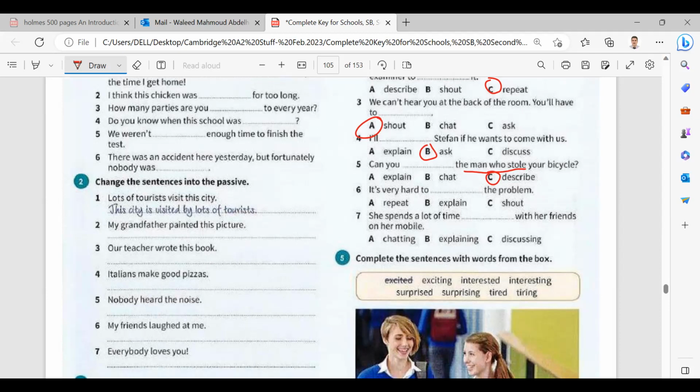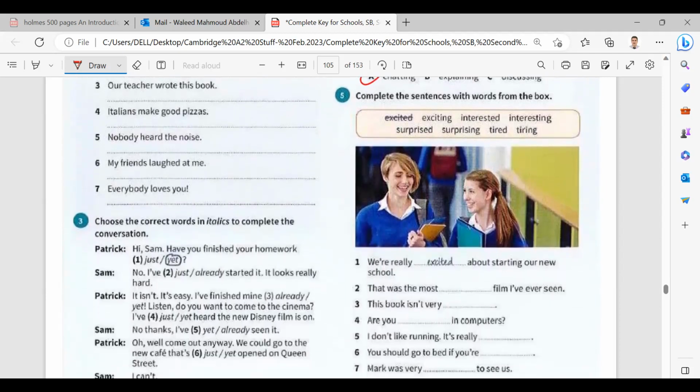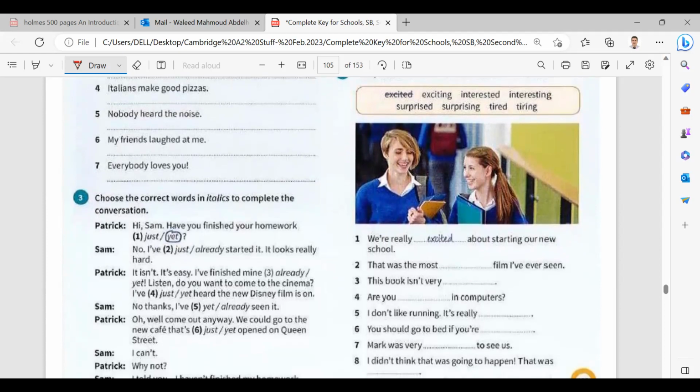Question 6: It's very hard to the problem. Yes, explain the problem. Type: she spends a lot of time with her friends on her mobile phone chatting. Yes, chatting.